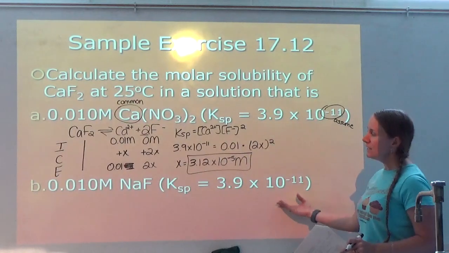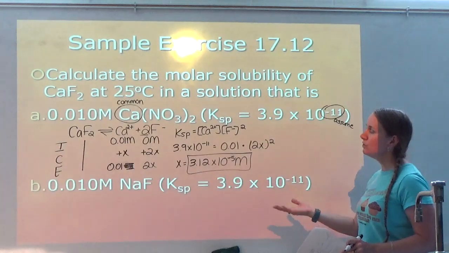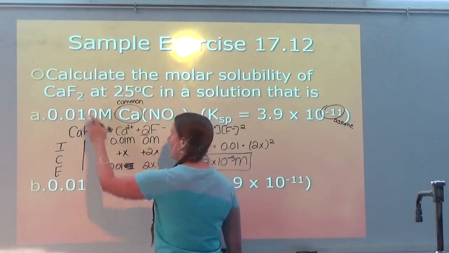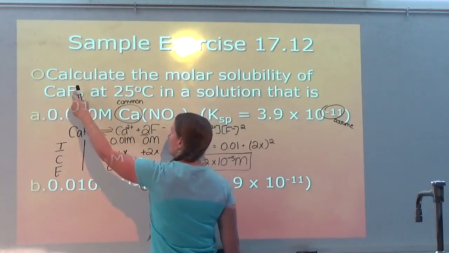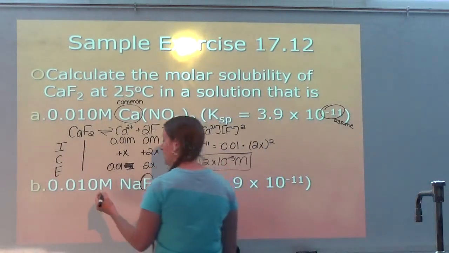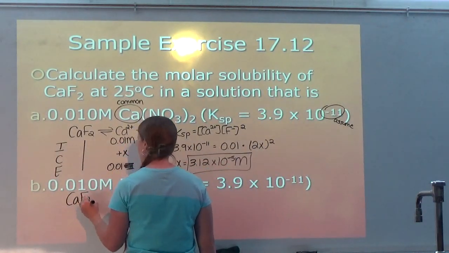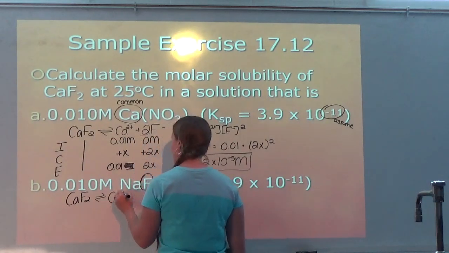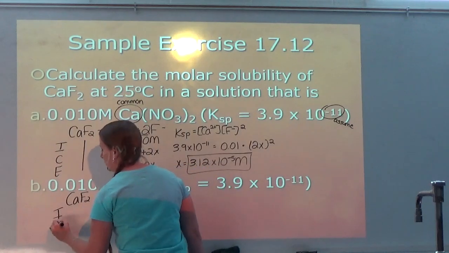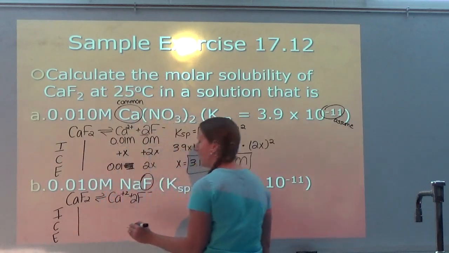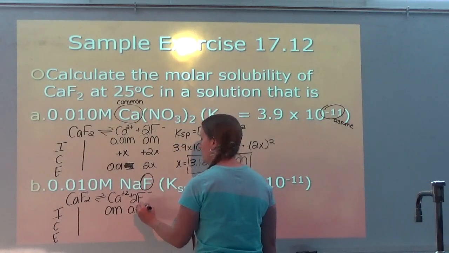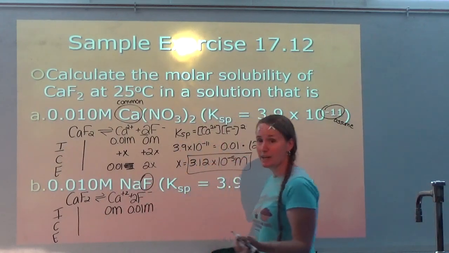All right, so now let's look at the next one. We have a solution that's 0.01 molar NaF. Well, Na is not a common ion, F is. So I have some fluoride ions to start with. So I set up my reaction again. CaF2 is going to break into Ca positive 2 and F negative, but there's two of them. Set up my ICE chart. Remember, solids don't matter. This time I'm starting with no calcium, but I'm starting with 0.01 molar for my fluorine.